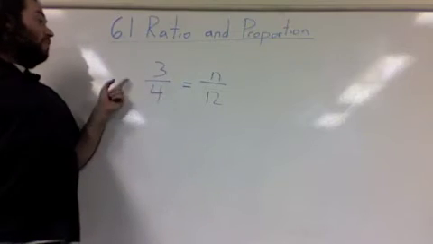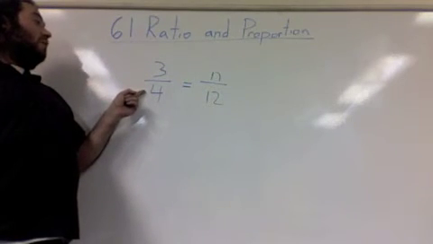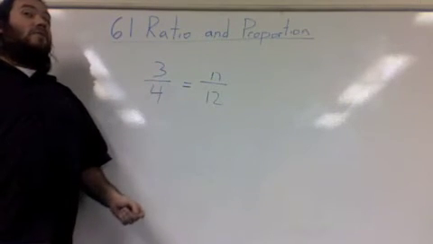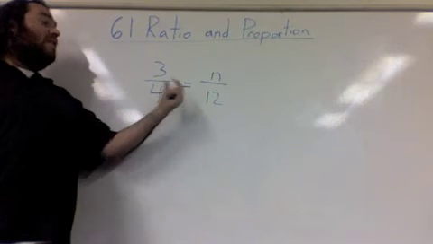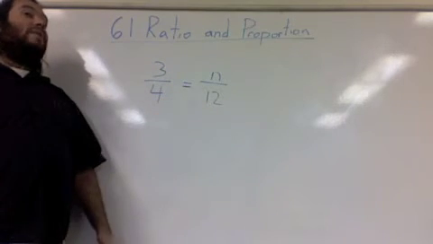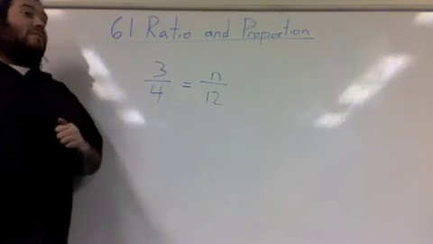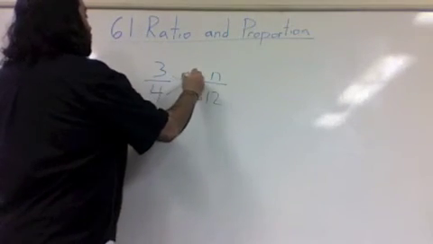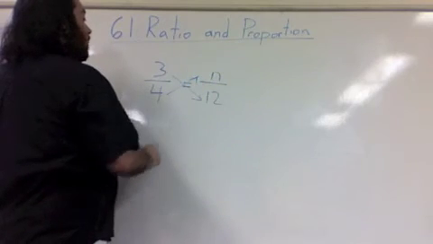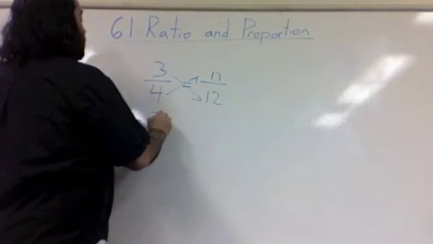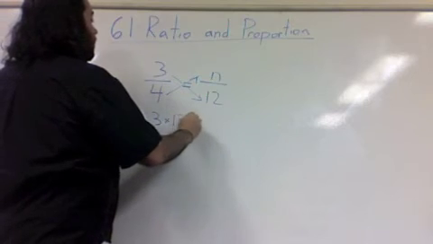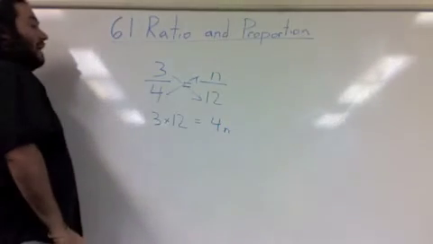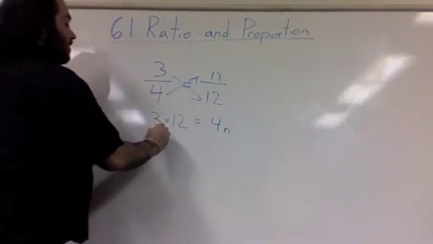Okay, now let's try this one. A ratio of 3 to 4 is equal to a ratio of n to 12. We know that they're equal. I've already given you the equal sign. We're just trying to figure out what that n might be. Again, we're going to cross multiply. 3 times 12 over here, and over here we've got 4 times n, or just 4n. 3 times 12 gives us an answer of 36.